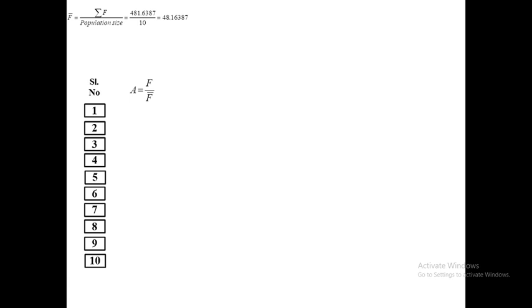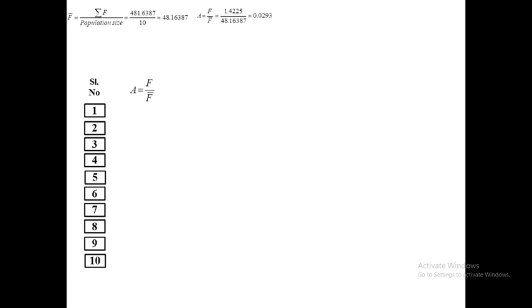F bar is equal to the sum of F divided by the population size. According to our problem, the population size is 10, but the summation of F is equal to 481.6387. So F bar is equal to 48.16387 according to this problem. Okay, what is A? Each and every individual fitness function divided by F bar.